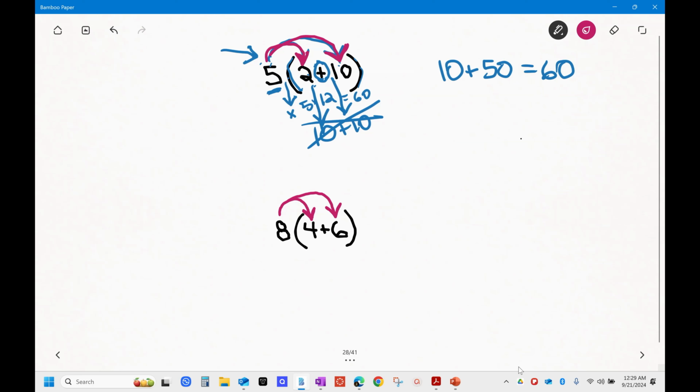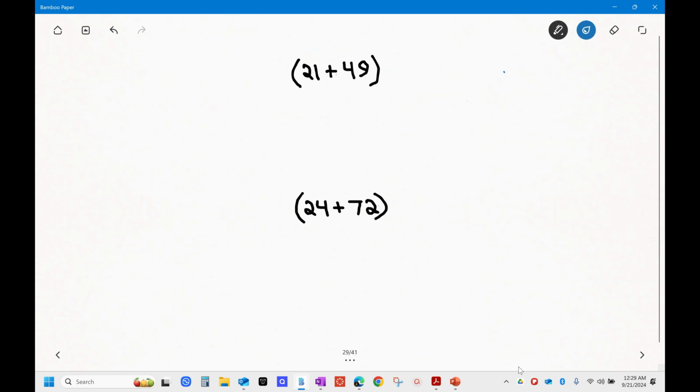So we have this 8 times 4, which is 32, and then we bring the plus sign down, and then 8 times 6 is 48. So now we have 32 plus 48, which is 80. So if the number can go into the parentheses and distribute itself on both sides of the addition or subtraction sign, then it can also come out again. You can bring it out. You can do the reverse step and do the opposite of that.